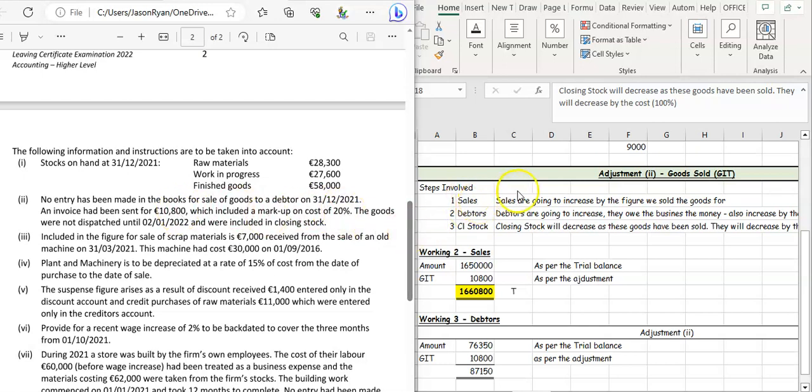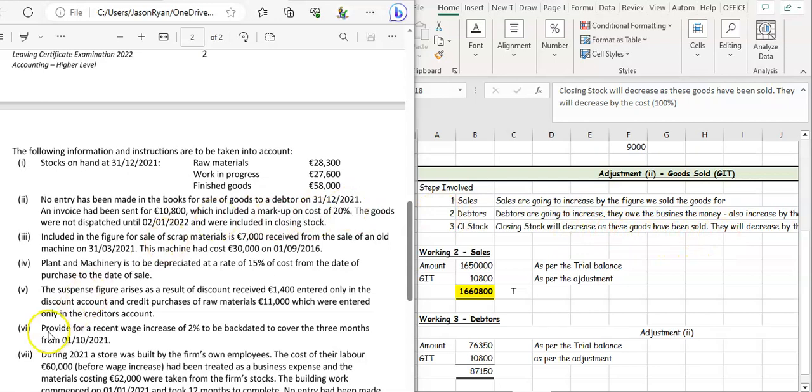So there are 3 things we need to do anytime you get goods in transit. There'll always be sales, debtors, and closing stock. Just be careful, sometimes you could receive an invoice. That means you're going to change your sales to purchases and creditors. And your purchases, creditors and closing stock will always be at 100%, or whatever figure they give you in the question. So your sales are going to increase by the figure we sold the goods for, that's the 10,800. Your debtors are going to increase because they owe us that money, that 10,800. And closing stock will decrease as these goods were sold.